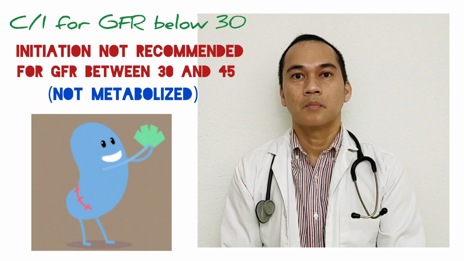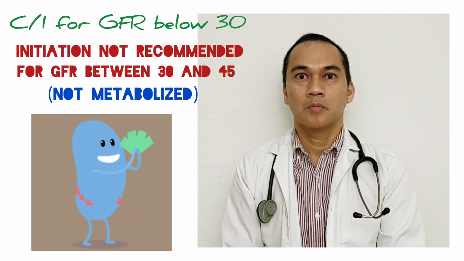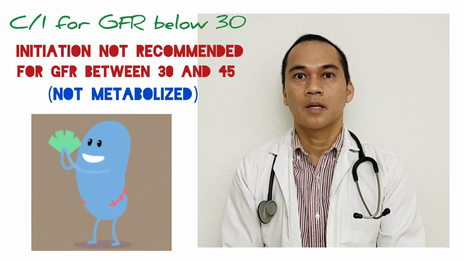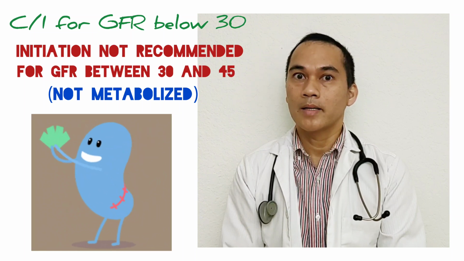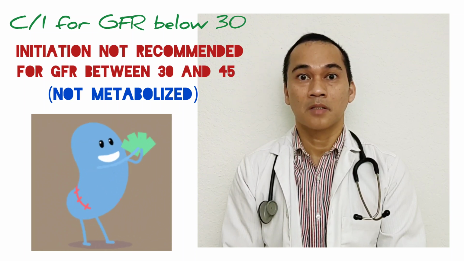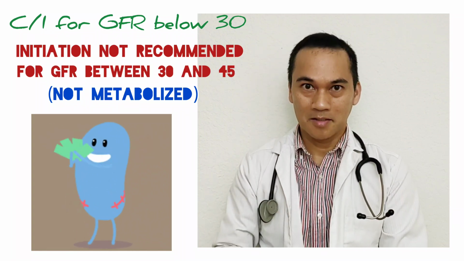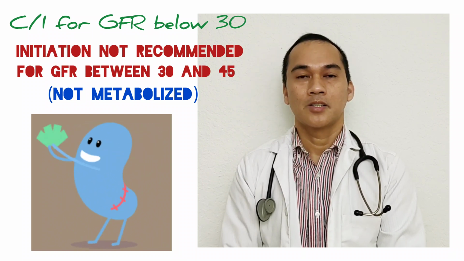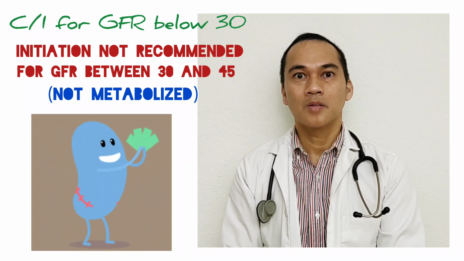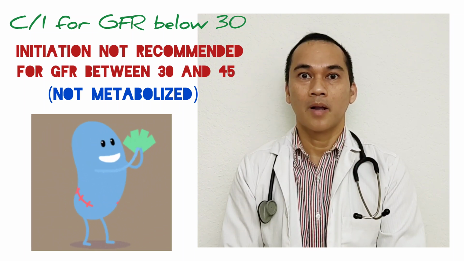And metformin is also contraindicated for GFR below 30, and you cannot initiate metformin or the biguanides if your GFR is between 30 and 45. Why? Because metformin is not metabolized. You will take it as metformin and it will be excreted in the kidney as metformin. So if your GFR is low, you get accumulation of metformin in your blood.